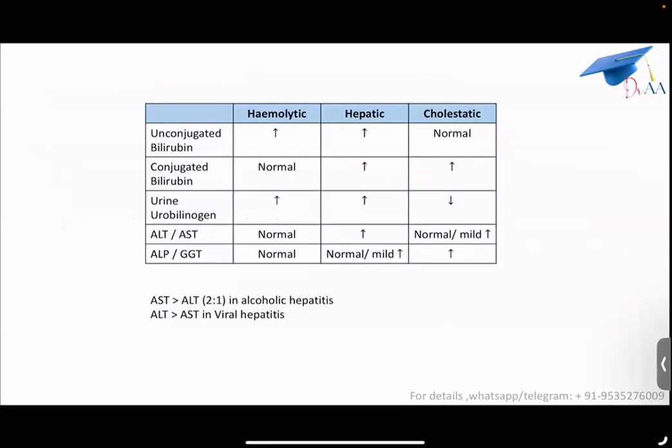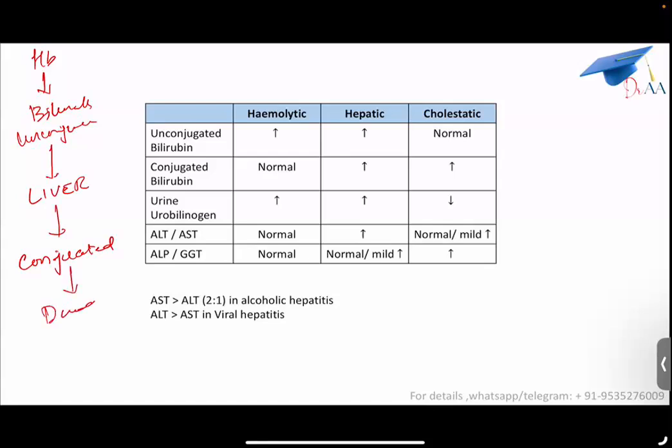Okay. So first, what happens? Hemoglobin breaks down into bilirubin. This bilirubin is unconjugated. This unconjugated bilirubin goes to the liver, where the liver converts it into conjugated bilirubin. This conjugated bilirubin is excreted into the duodenum, in the bile form, and helps with the absorption and metabolism of food in the GI tract.